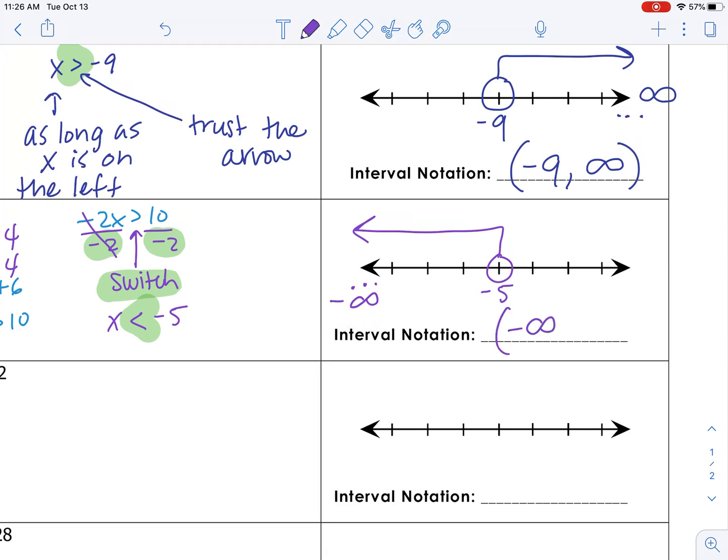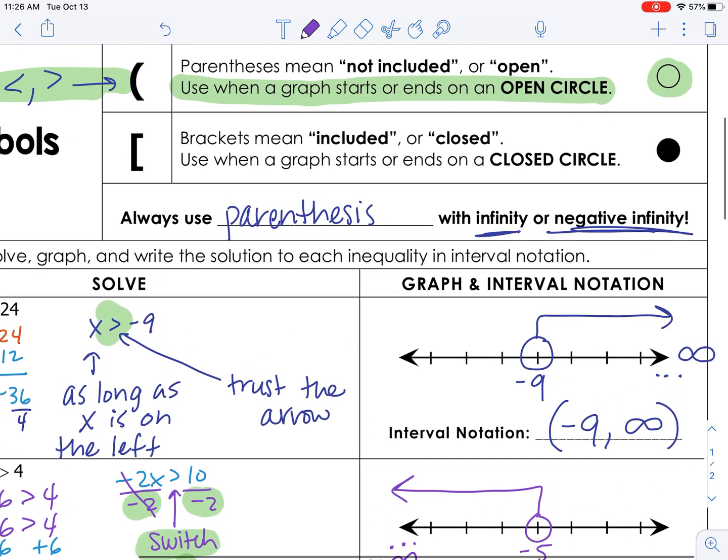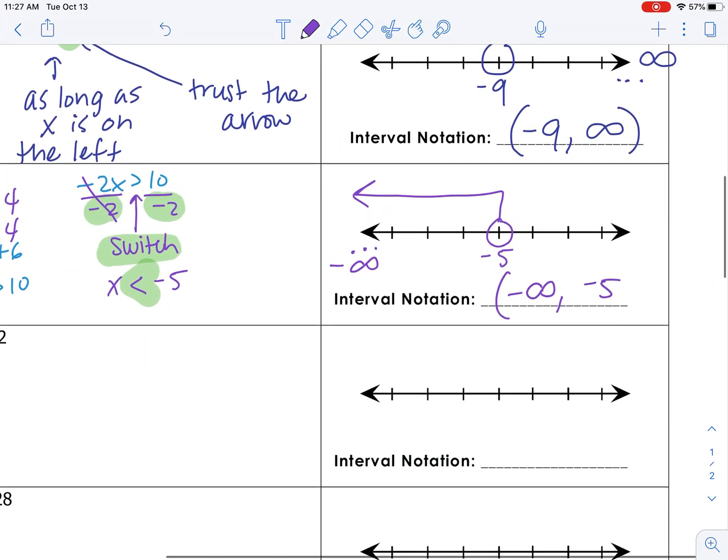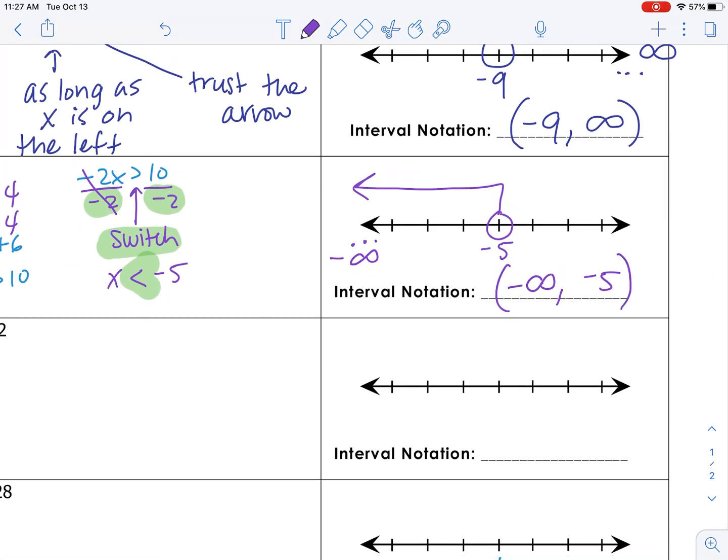So I always use a parenthesis on negative infinity. I keep tracing with my pencil, going from left to right. And the last thing we come to is -5. Again, all I have is less than. For less than, we use a parenthesis. So I have a parenthesis on -5 also.